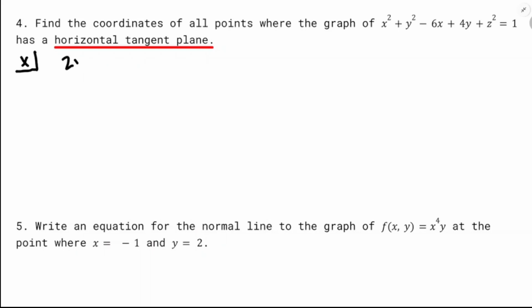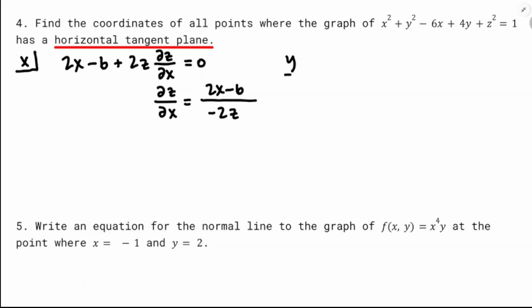I'll say that's 2x plus 0 minus 6 plus 0, and then the derivative of z squared is going to be 2z times the partial derivative of z with respect to x, because z is really just f of x and y, or at least we're assuming that right now. And that's going to equal the derivative of 1, which is 0. So if I wanted to, solve for partial derivative of z with respect to x, I would be getting 2x minus 6 all divided by negative 2z.